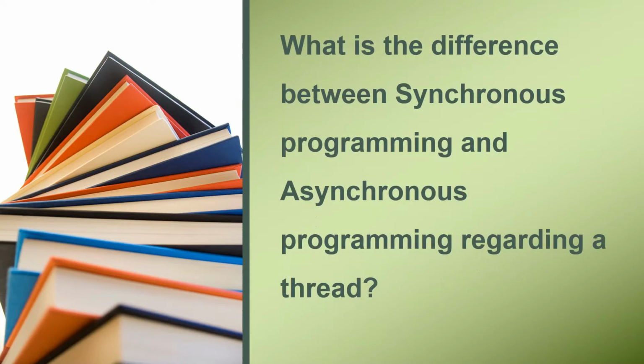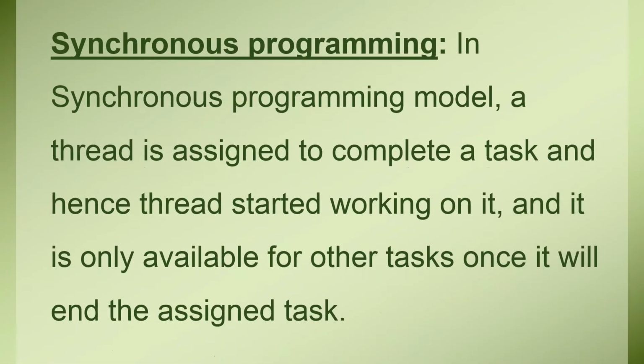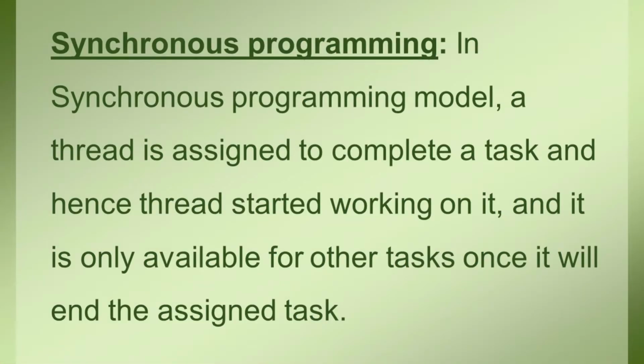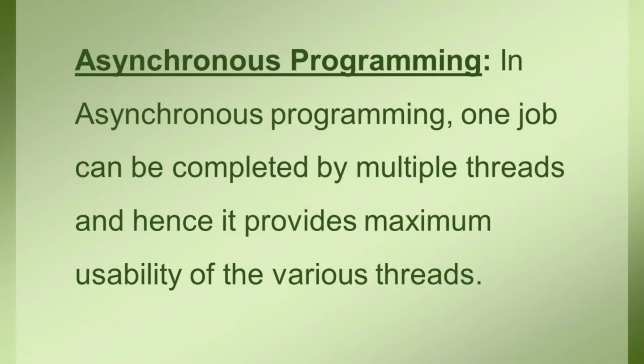What is the difference between synchronous programming and asynchronous programming regarding a thread? Synchronous programming: in the synchronous programming model, a thread is assigned to complete a task, and once the thread starts working on it, it is only available for other tasks once it ends the assigned task. Asynchronous programming: in asynchronous programming, one job can be completed by multiple threads, and hence it provides maximum usability of the various threads.